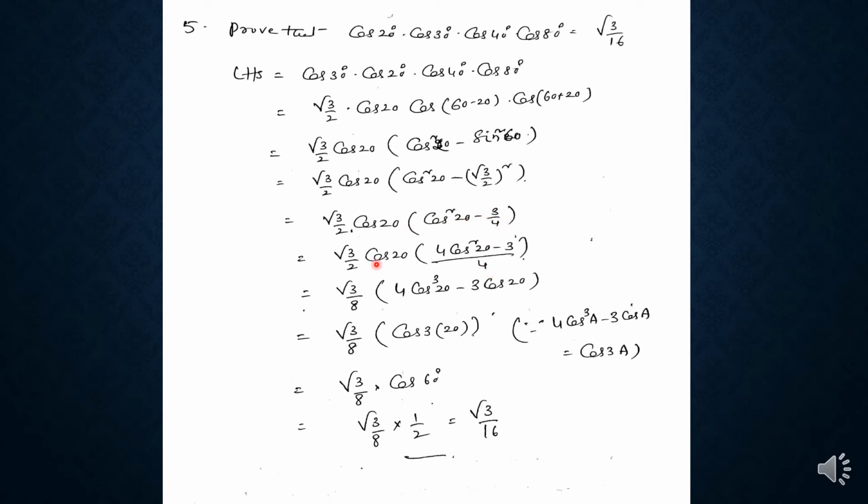That is 1 by 4 into root 3 by 2. Here root 3 by 8. Cos 20 into 4 cos square 20. That is 4 cos cube 20 minus 3 into cos 20. That is minus 3 cos 20. Now this is in the form of 4 cos cube A minus 3 cos A, which is equal to cos 3A. That is root 3 by 8 into cos of 3 into 20, that is cos 60. That is root 3 by 8 into cos 60, that is root 3 by 8 into 1 by 2, that is equal to root 3 by 16, which is RHS.